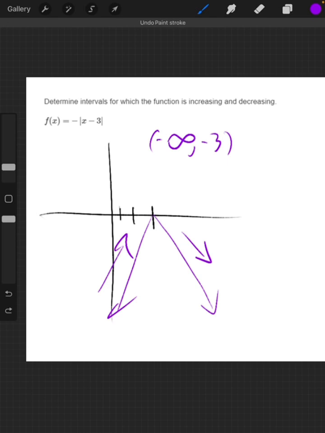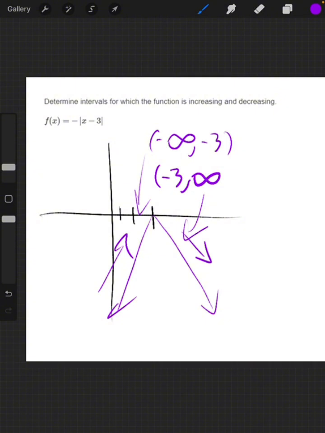Wait. Okay, wait. Negative 3, comma, infinity. Yeah, never mind, I was right. Okay, that would represent this side, that would represent this side.